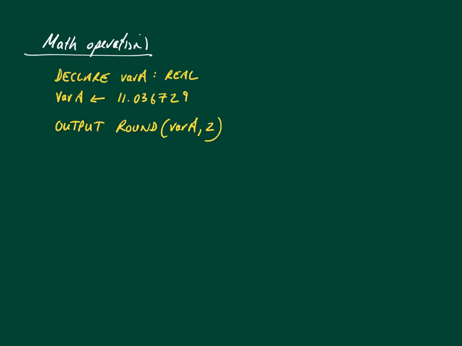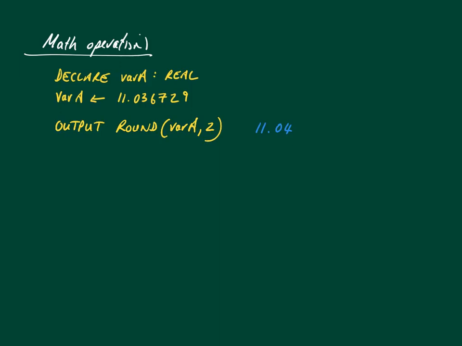The function round takes 2 parameters, var a, which is the variable, and the number 2, which is the number of decimal points that you want to round it to. And so this would output the following, because 0.036729 rounds up to 0.04.